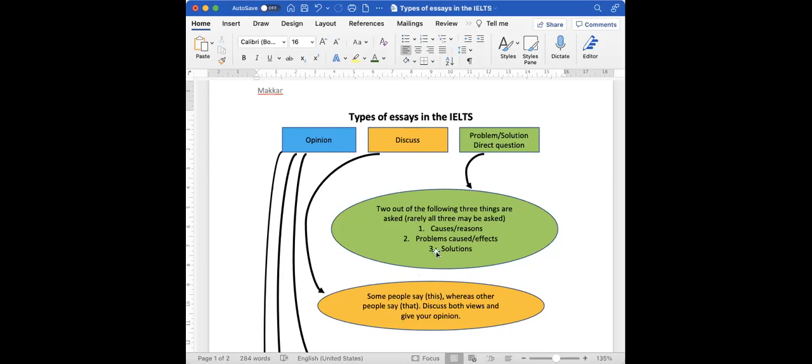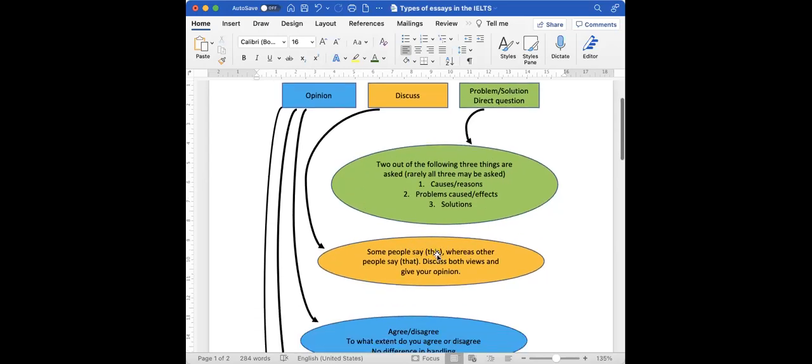Is that much clear about the problem solution essay? Yes, ma'am. Okay, and in the direct question essay, they will just put a direct question and ask you to answer that in your essay. I've taken up one example of a direct question also to explain it further. In the discuss essay, they will say, some people say this, whereas other people say that. Discuss both views and give your opinion. So this is basically a discuss essay.